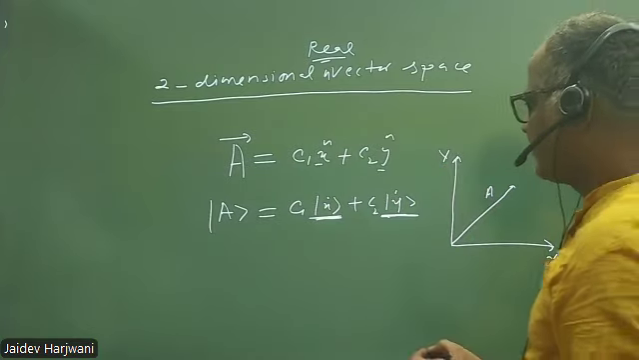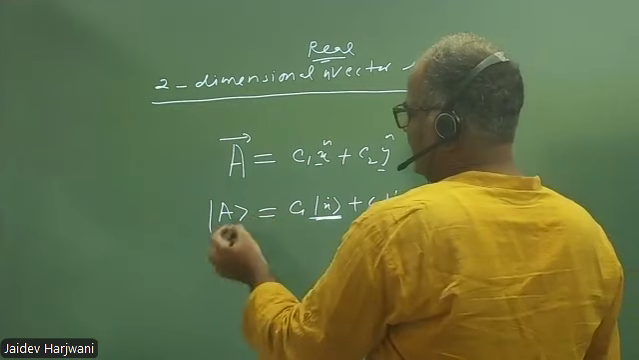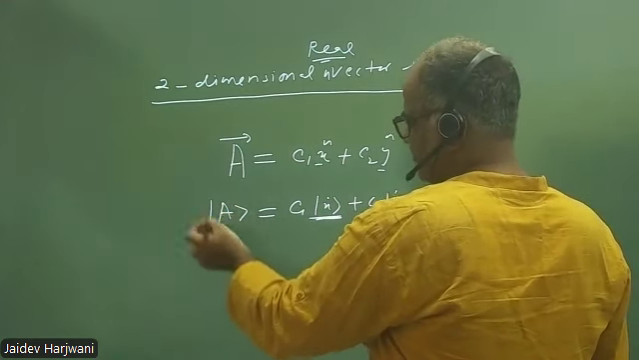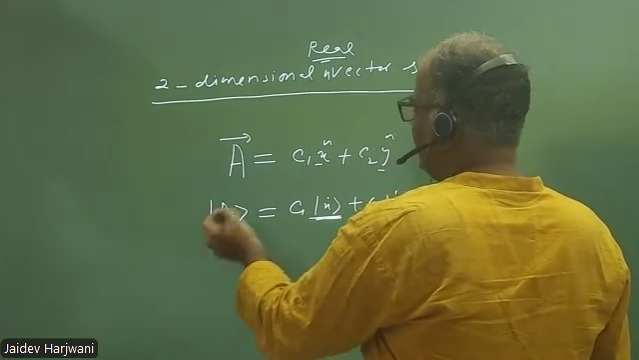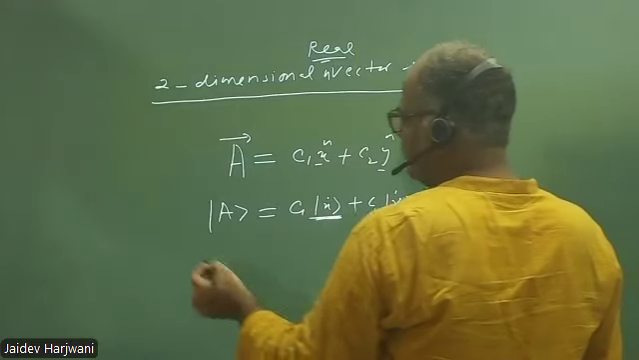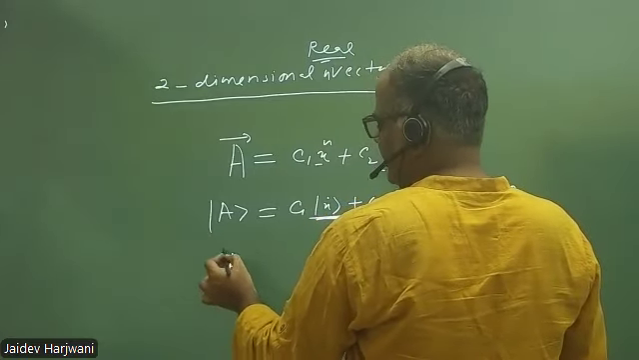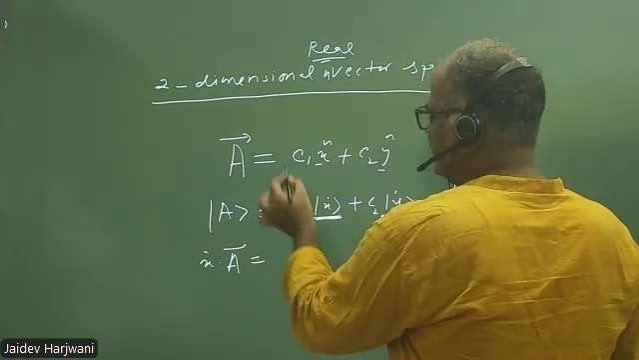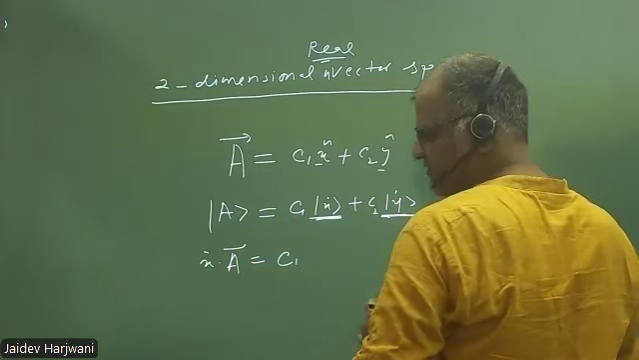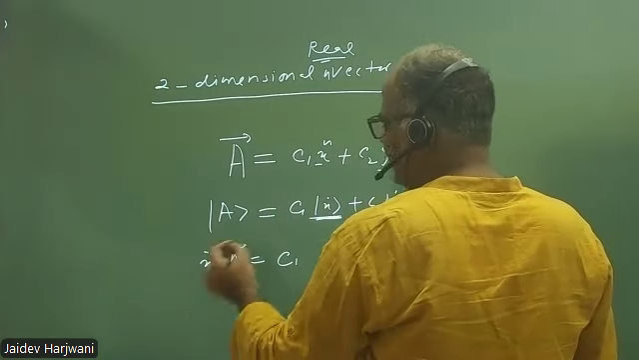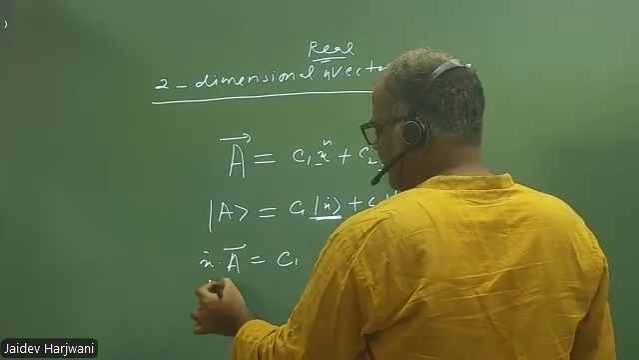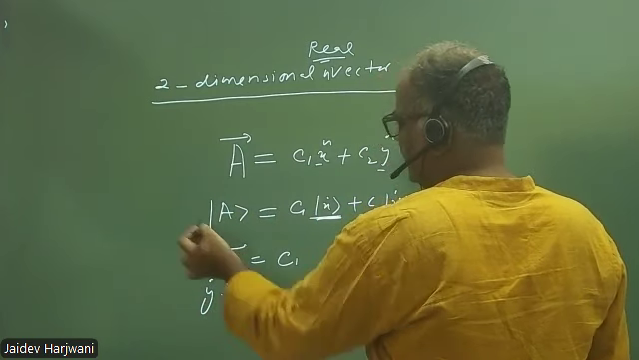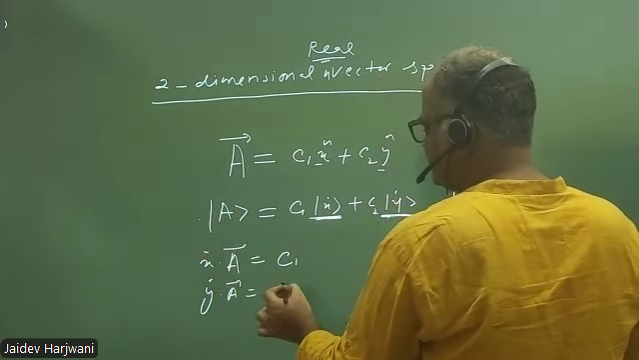Now, suppose I want to get the coordinate, or projection, of this vector on the x direction. What I'll do is multiply by x cap, and I get C1. Similarly, if I want the y component of this vector, I multiply by the unit vector y cap and I get C2.